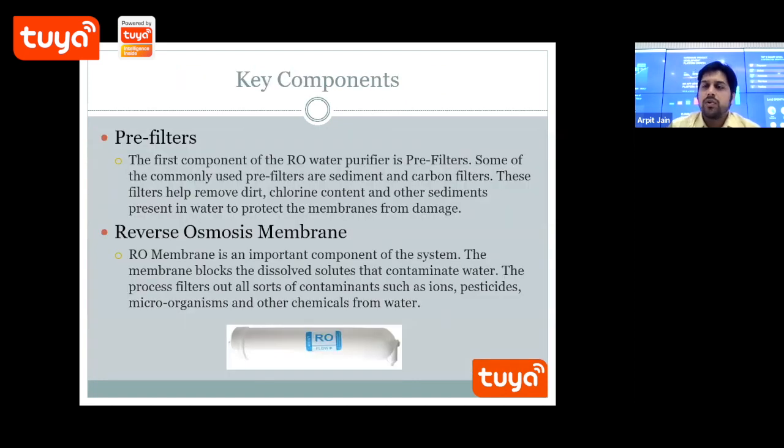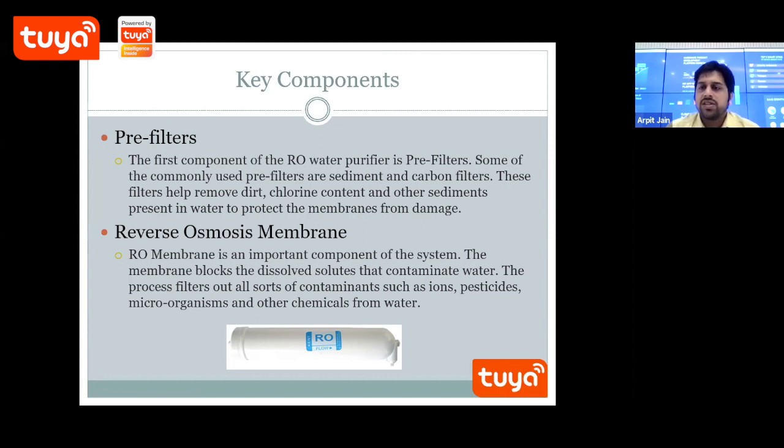So what are the key components in the RO water purifier? The first one is the pre-filter. The commonly used pre-filters are sediment and carbon filters. The filter helps remove dirt, chlorine content, and other sediment present in the water to protect the membrane from damage.